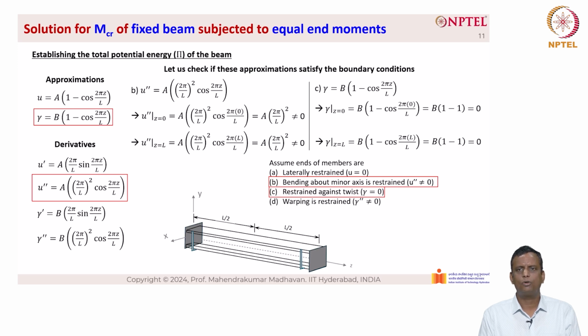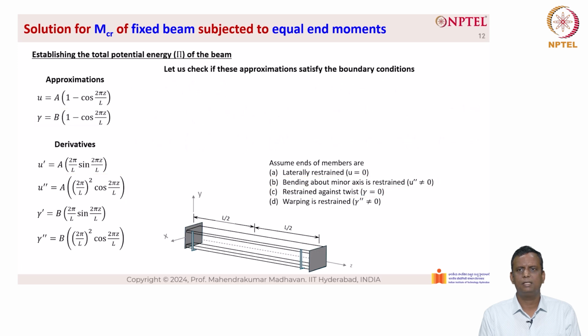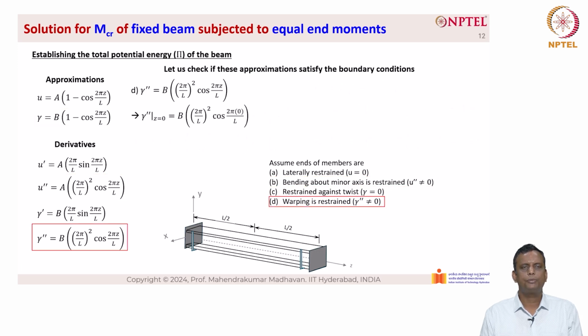Now let's look at the fourth boundary condition, which is warping is restrained, which is gamma double dash not equal to 0. So when we substitute gamma double dash at z equal to 0, it is B into (2 pi by L) the whole square into cos 2 pi into 0 by L, which is equal to B into (2 pi by L) the whole square, which is not equal to 0. Similarly, gamma double dash at z equal to L equal to B into (2 pi by L) the whole square into cos 2 pi L by L, which is again B into (2 pi by L) the whole square, which is not equal to 0.